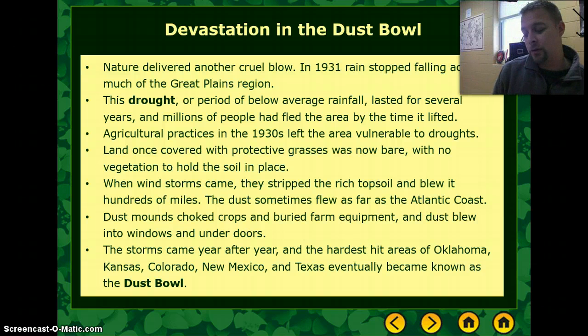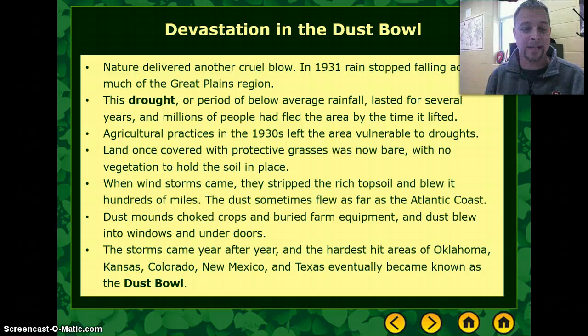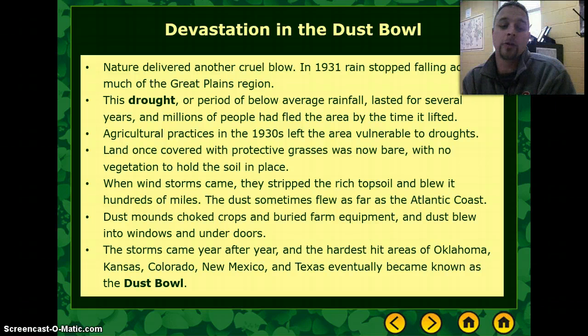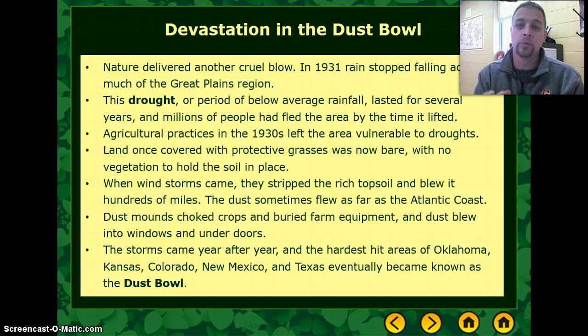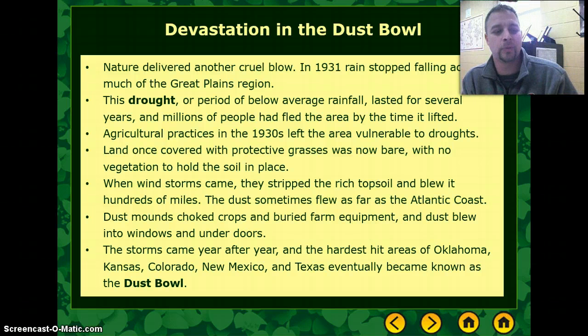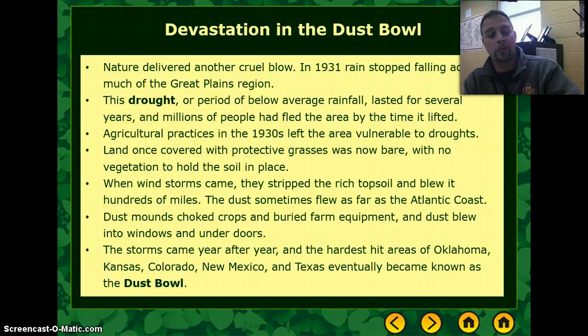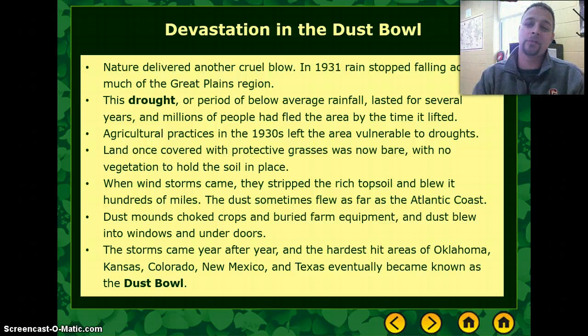And this was made worse by agricultural practices that were going on at the time. Land that had been covered with grass was now bare. There was no vegetation, root systems to hold the soil in place. So when windstorms came, they stripped the topsoil and blew it hundreds of miles, sometimes as far as the Atlantic coast, the east coast of the United States.